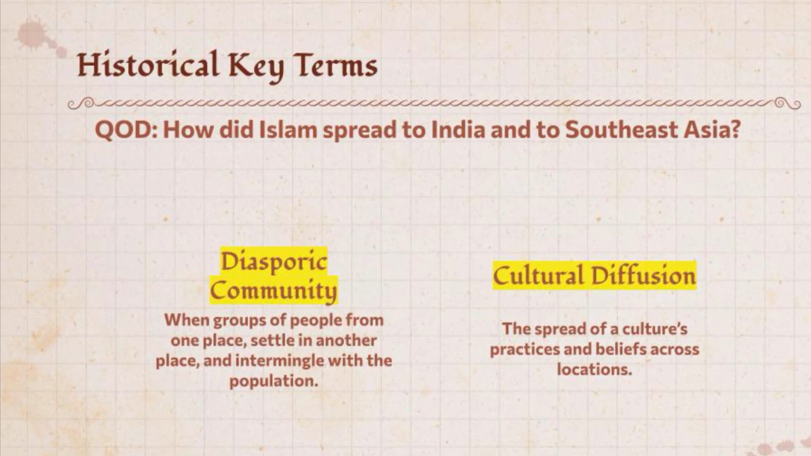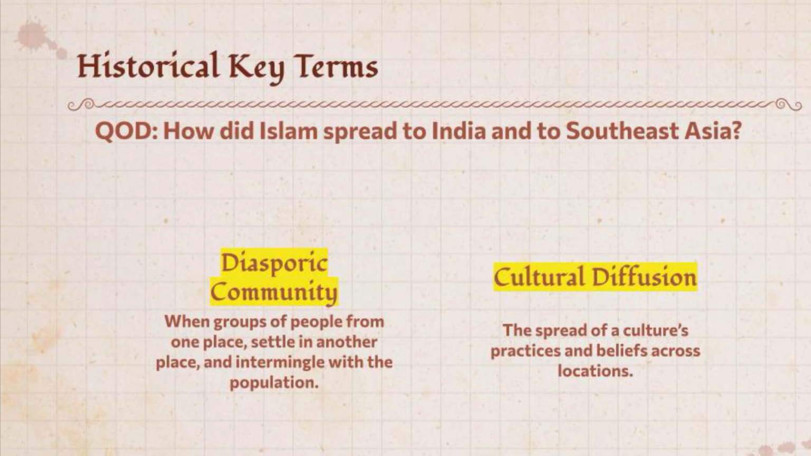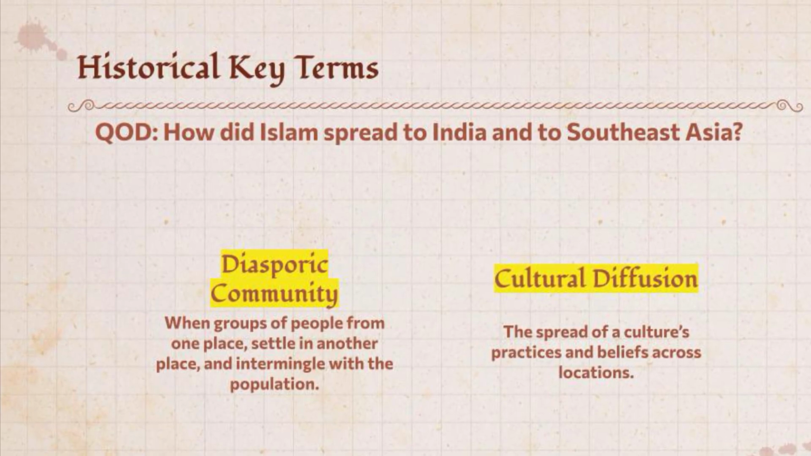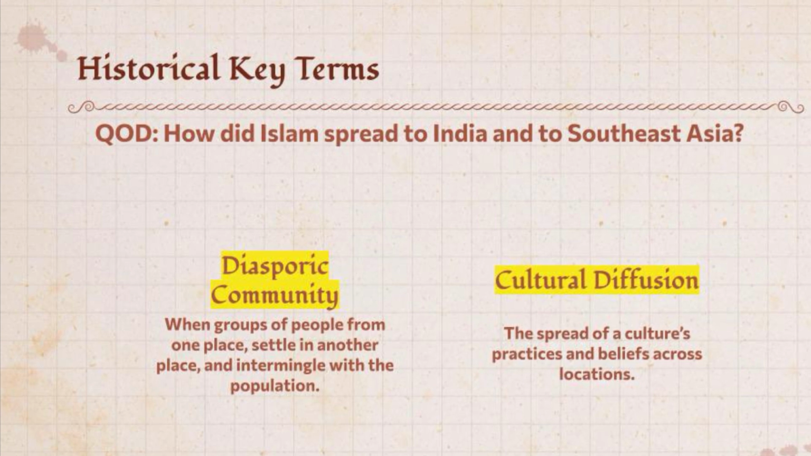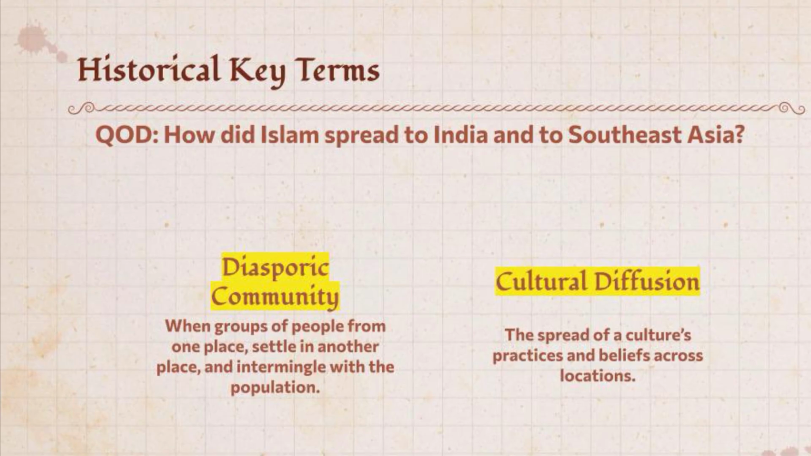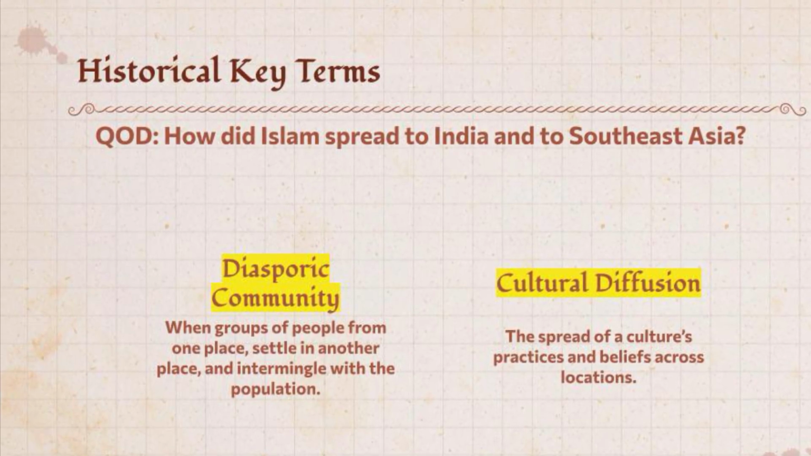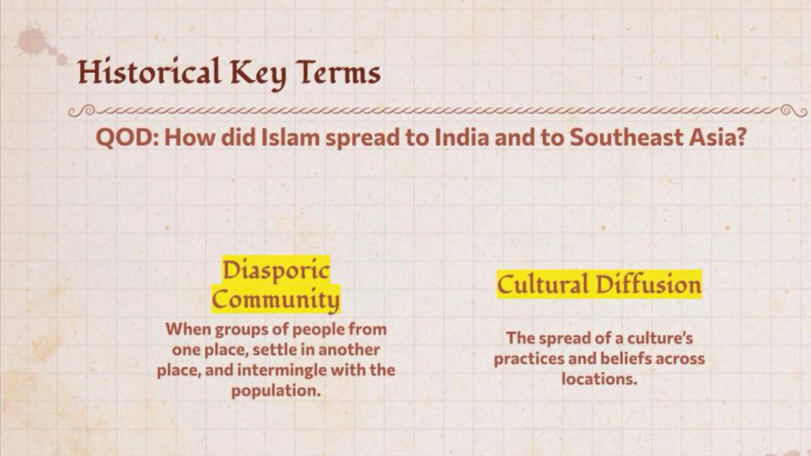Speaking of spreading of culture, cultural diffusion is kind of similar, but diasporic meaning the spread of people, cultural is the spread of culture. So think people's beliefs, people's religions, ideas. These are all things that are going to be spread along the Indian Ocean Trade Network just as much as it was spread along the Silk Road.